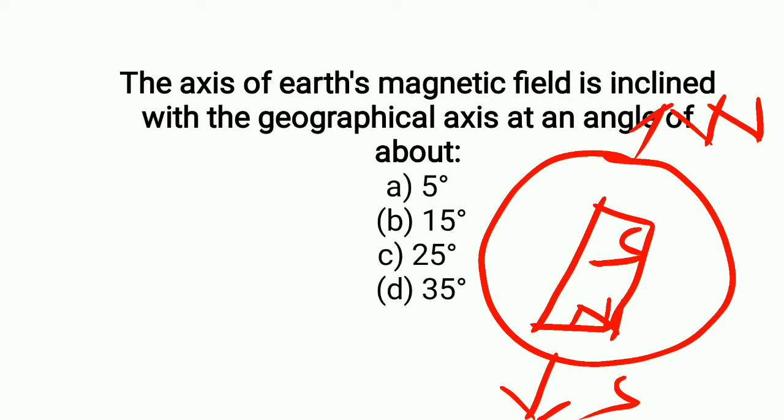Okay. Now the question is the axis of Earth's magnetic field. Earth's magnetic field is inclined with the geographical axis at an angle. You can see here the angle. I haven't drawn the Earth's magnetic field straight, I have just inclined it. How much angle is it inclined? It is inclined 15 degree. So here option B is the correct answer.